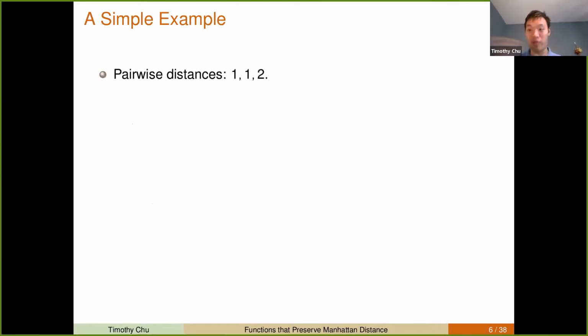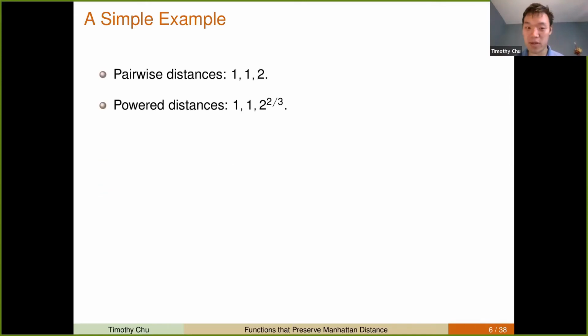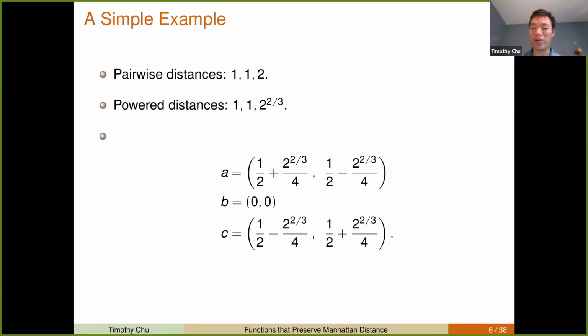Cool. So I'll go over a quick solution. Let's say your pairwise distances are 1, 1, and 2, because those are the Manhattan distances between these 3 points on a line. You raise them to the 2/3 power. These are your power distances. And I claim that the following embedding will work. Now, this might look like a mouthful, but you can just compute the distances between A and B and quickly verify the Manhattan distance there is 1. The Manhattan distance between B and C is similarly 1. And if you compute the Manhattan distance between A and C, you can find that it is in fact 2 to the 2/3, aka the cube root of 4.